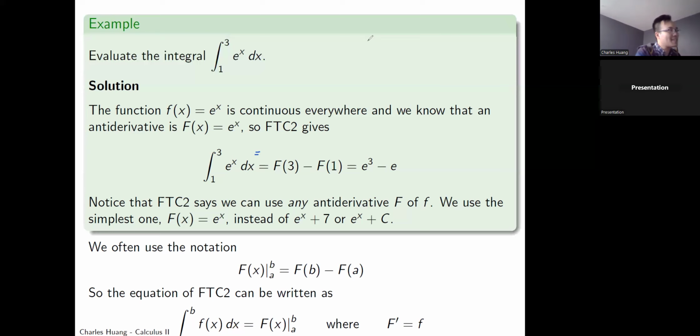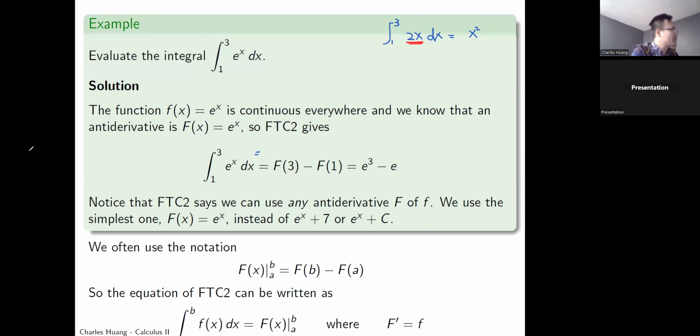Now e to the x is a little bit confusing, so let's do something a little bit different. Let's say we have 2x dx. What we are trying to do here is find the antiderivative. So we're thinking about which function, if I find the derivative, would give me 2x. And the answer is x squared.